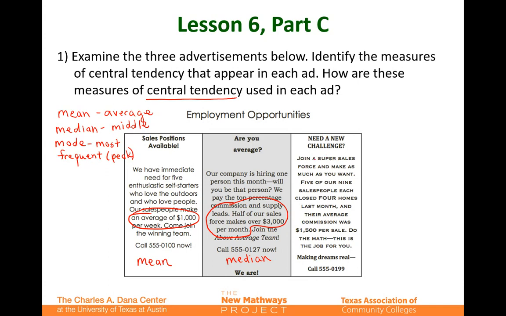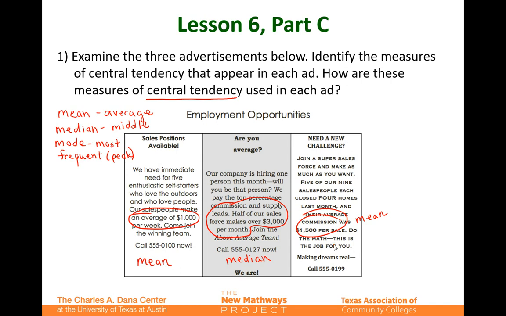This is Need a New Challenge? Join a super sales force and make as much as you want. 5 of our 9 salespeople each closed 4 homes last month, and their average commission was $1,500 per sale. Do the math. This is the job for you. Well, look, they used an average commission. That again is going to be a mean. It says 5 out of 9 closed. Okay, there's a lot of data there, but this is the central tendency.